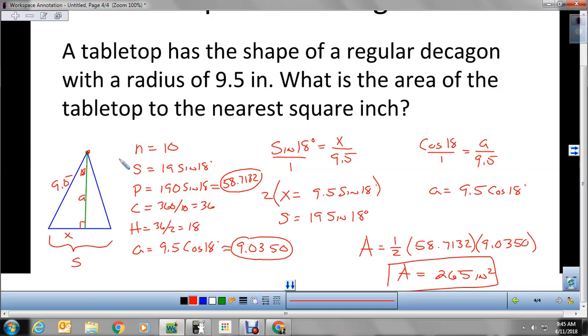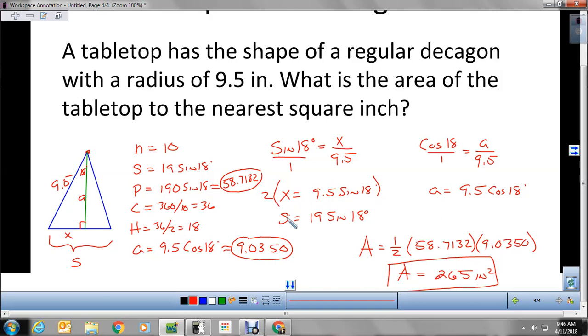All right, so we set our equation up, we draw our triangle. We have the number of sides is 10. That's all we have. So we had to start with our central angle and found that 360 divided by 10 is 36. Our half angle is 36 divided by 2 is 18, so that's our reference angle. X is half the side length, A is the apothem, we have the radius of 9.5. So we're going to use the sine function, sine of 18, to find half of our side length. This is x over 9.5, which becomes x equals 9.5 sine of 18.